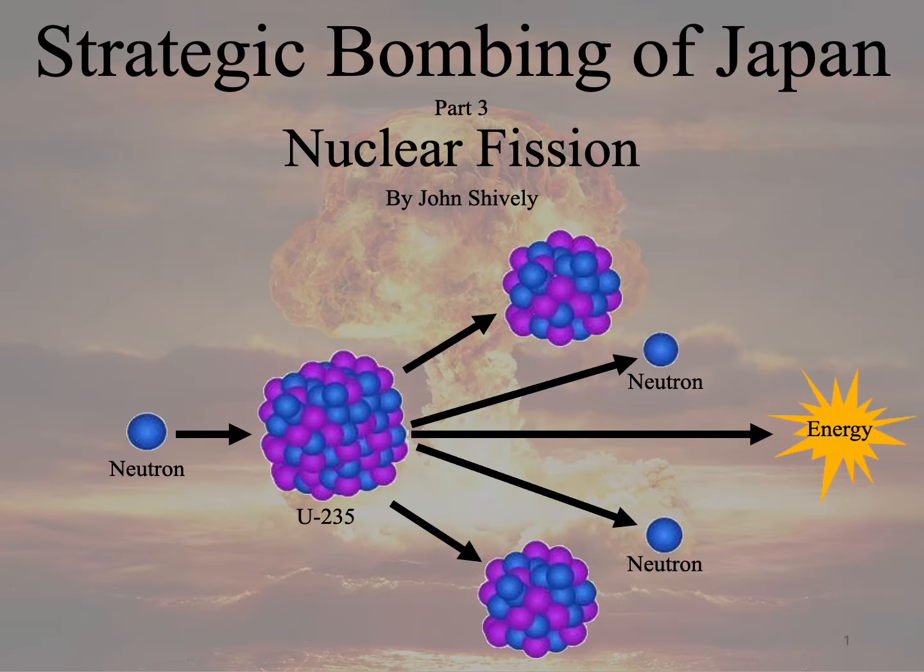This is the third lecture of a planned 6-part lecture series on the strategic bombing campaign of Japan. The fourth lecture will be about the race with the Nazis to build the bomb. The fifth lecture will be about the monumental American effort to build the bomb called the Manhattan Project. The final lecture will be about the 2 atomic missions over Hiroshima and Nagasaki.